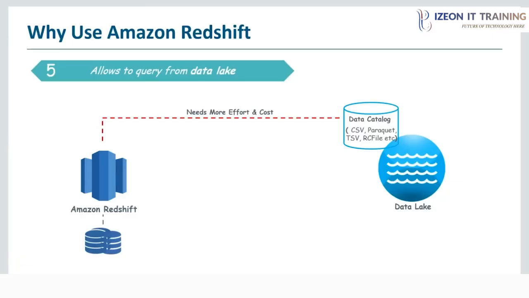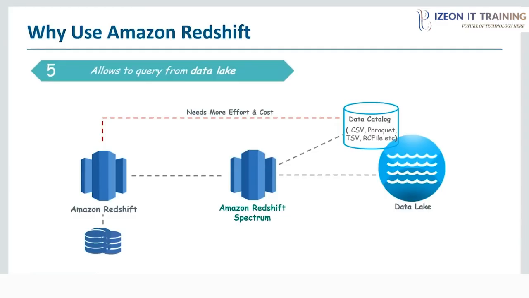So as a solution, we have something called Amazon Redshift Spectrum, which acts as an interface between your Amazon S3 or data lake and Amazon Redshift. So you can directly query data stored in Amazon S3 or data lake with Redshift Spectrum without the need for unnecessary data movement. I hope that was clear.